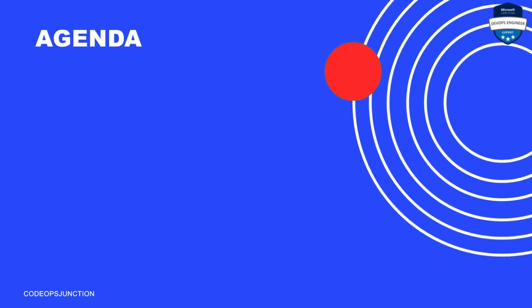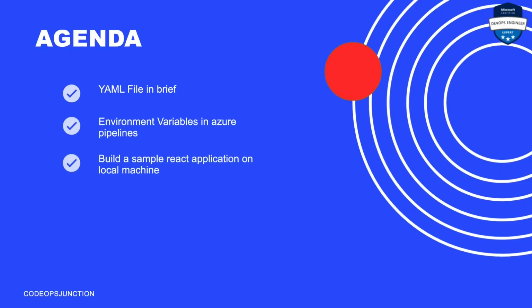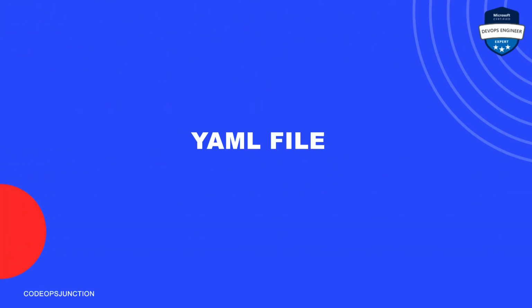First we will see today's agenda. We will see YAML file in brief, then environment variables in Azure pipelines. Then we will build a sample React code on local machine. YAML file.